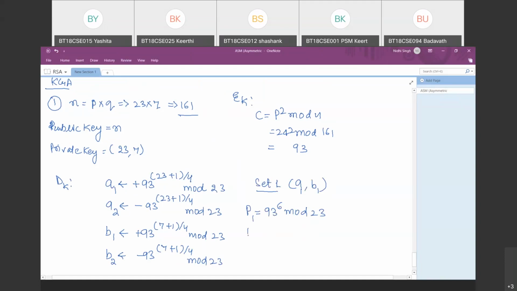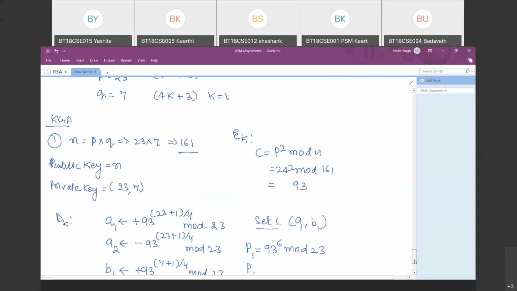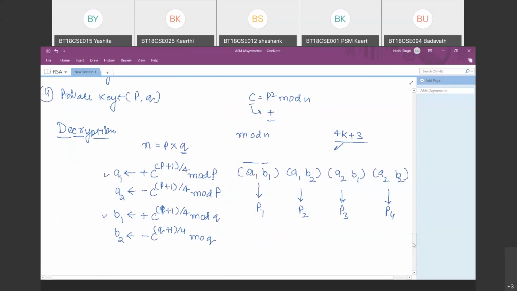Okay? P1 is a variable because I have to apply the Chinese remainder theorem, and the outcome of set 1, that is A1 and B1, will be P1. Look here, I have also written it above. Whatever outcome is generated after applying the Chinese remainder theorem will be P1, so I am storing the result in the P1 variable.